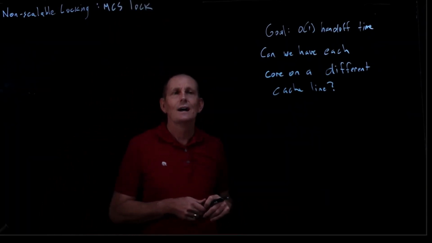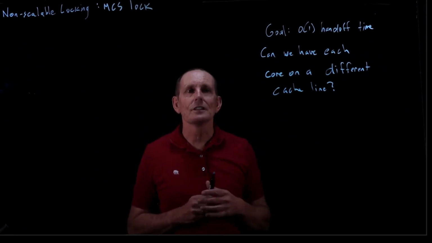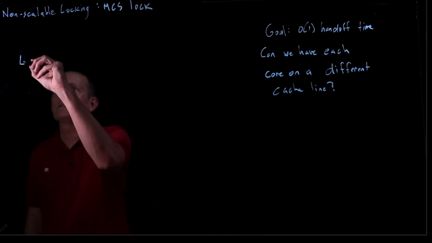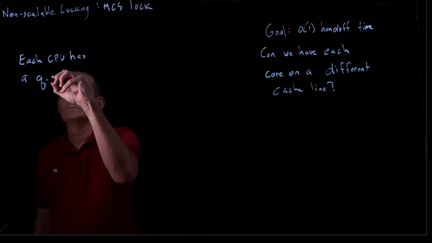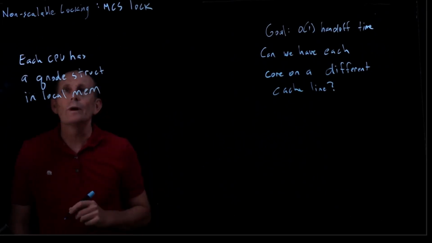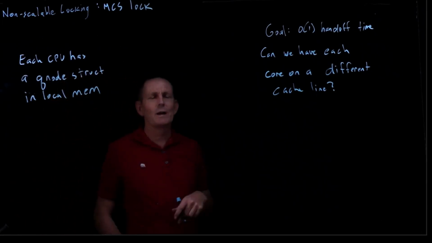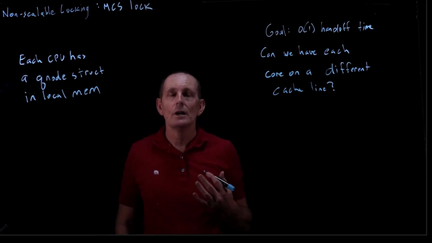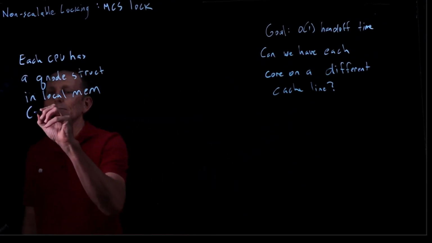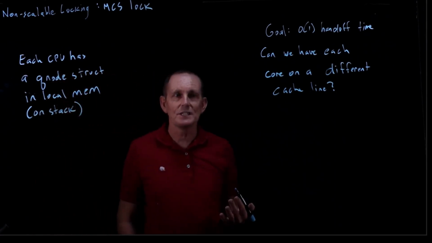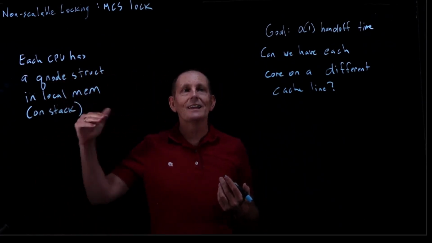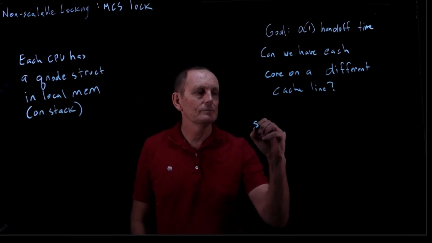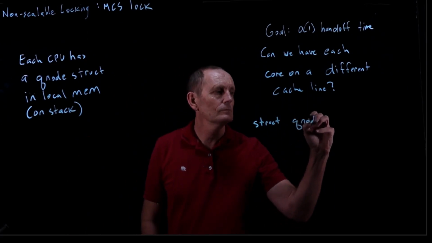MCS lock just stands for the last names of the three authors. And so the idea is every CPU has this. So every CPU is going to have a QNode struct in local memory. By that, what I mean is in their own address. So it can't be a global. Instead, this is going to usually be on the stack. Because since we know every CPU has its own stack, if we declare it on the stack, it'll be at its own address. And what's this going to look like? It's going to look like this. So we're going to declare a QNode.